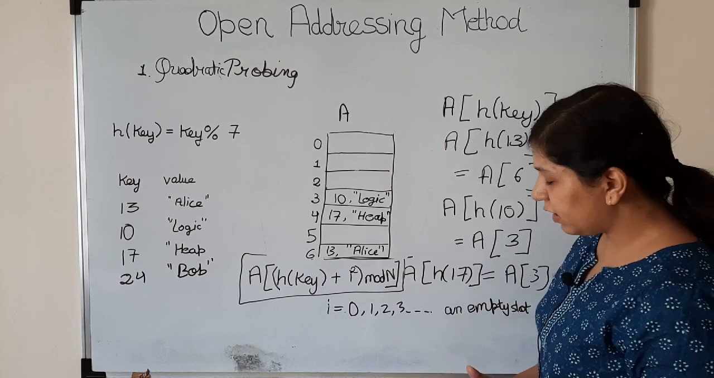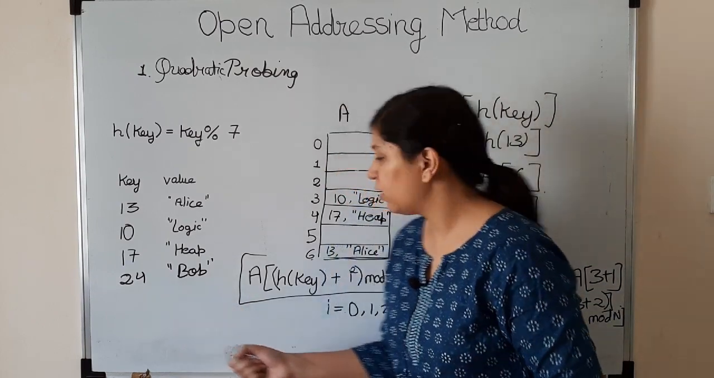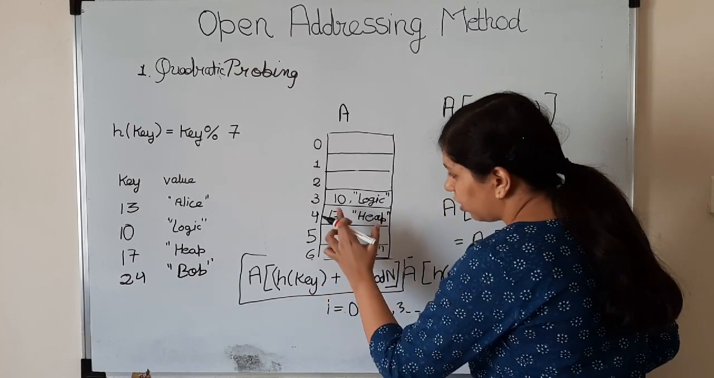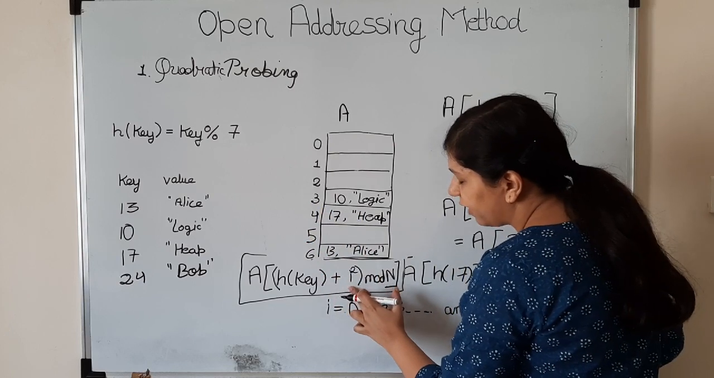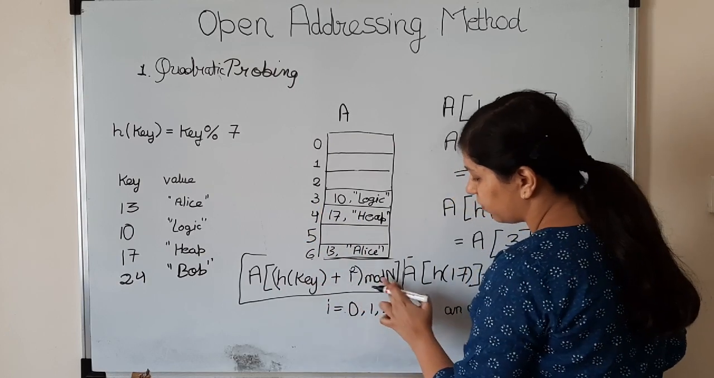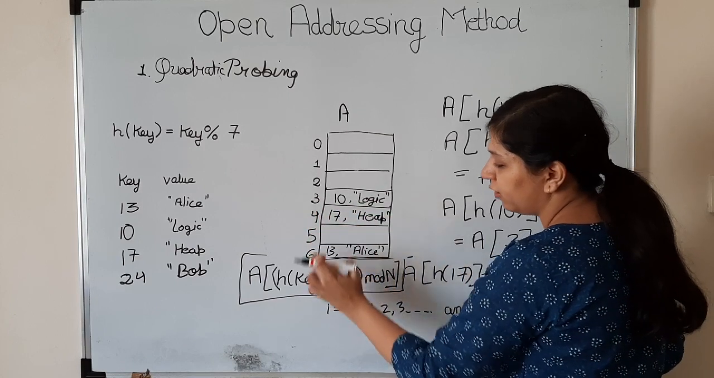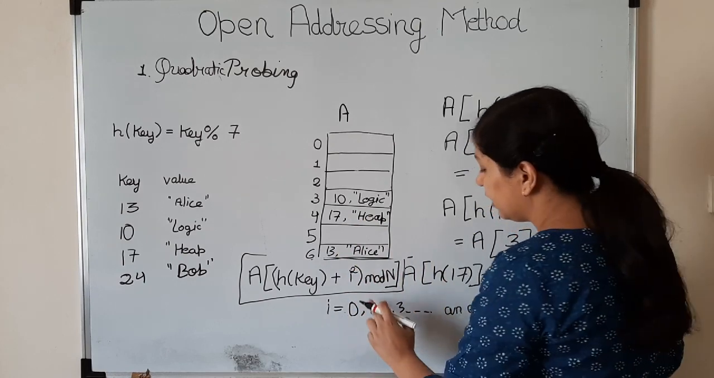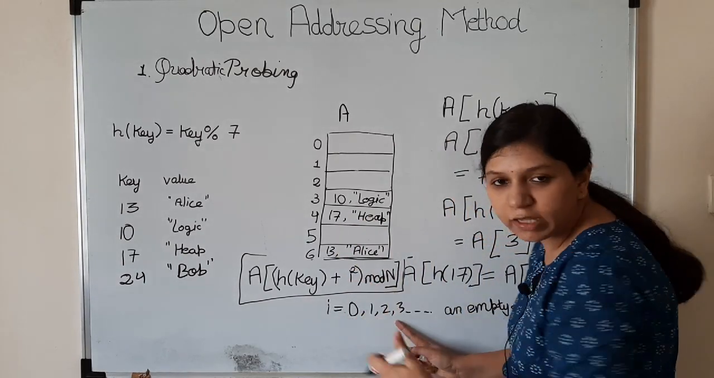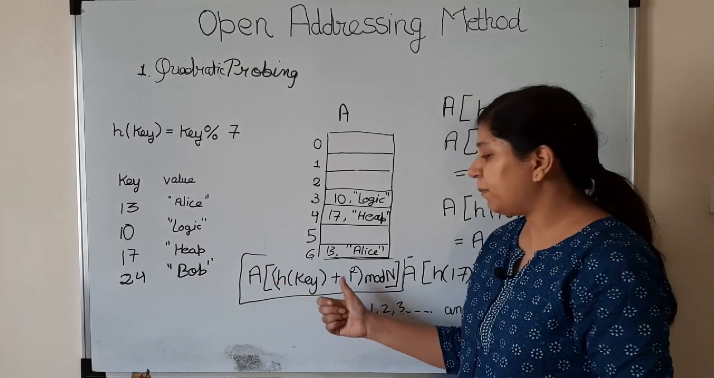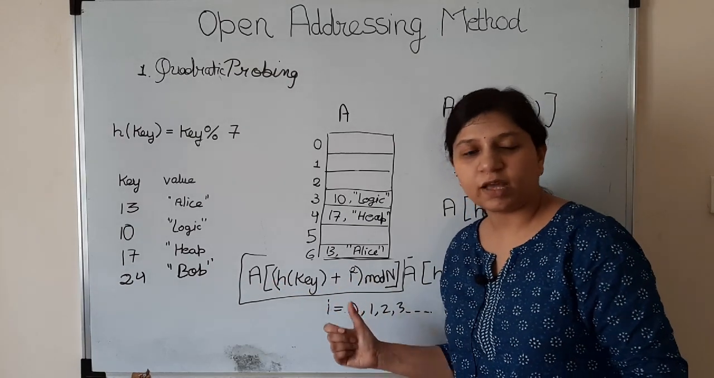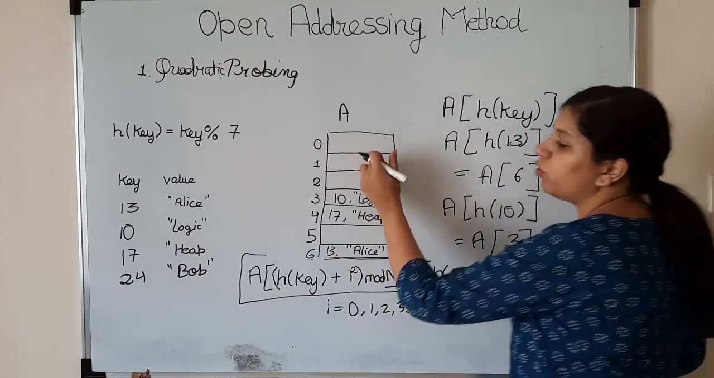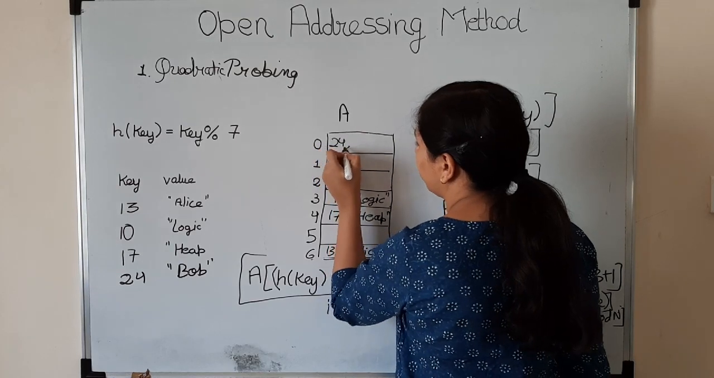Now the next is 24 bob. So 24 modulo 7 is 3. Now you will come here. Initially the value of i is 0. So h(key) is 3 mod 7. So A3 is occupied. i now is 1. So A4, it is also occupied. Next i becomes 2. So 2 square is 4. A3 plus 4 mod 7. Okay, 7 mod 7 is going to give you 0. So at A0 you will put 24 bob.